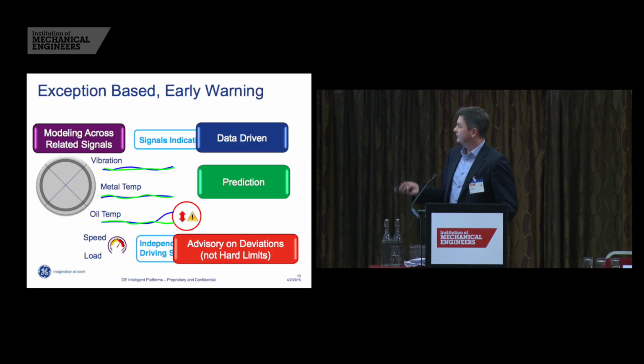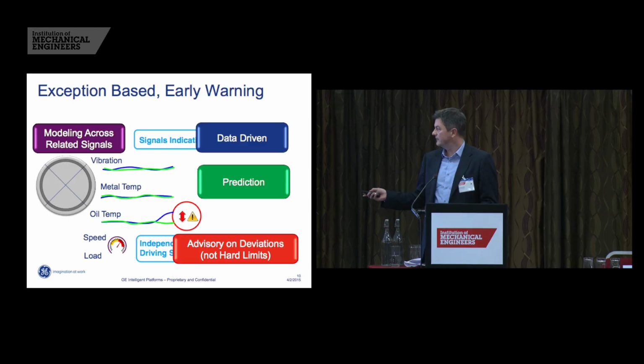So this is just to sort of say, it's exception-based, early warning. There's signals indicating your fault, like your vibration, metal temp, and oil temp. And you have your independent driving signals. So what these are doing is often dependent on what's going on here. It's data-driven, so we look at your existing plant data. This is the real data coming in from the plant. And what the model does is says, this is what I'm expecting to see. So the green is what we're expecting to see. The blue is what the actual value from the plant is. And again, stress, it's advisory on deviations away from expected behavior, not on thresholds.